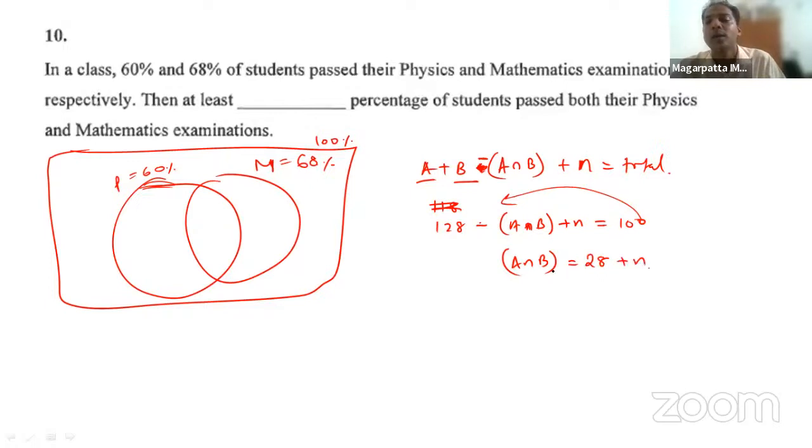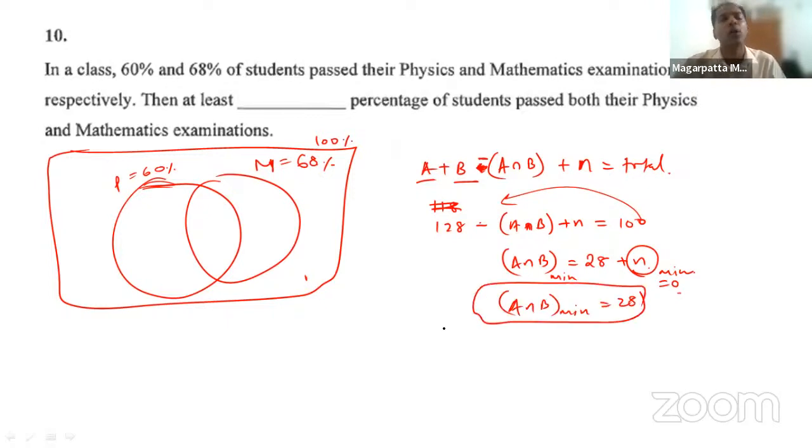n. Okay, so I wanted the minimum value of this. And what can be the minimum value of n? n minimum can be 0. If n minimum is 0, A intersection B, the minimum value would be equal to 28. And from logic also you should know that the intersection is generally the least when this part is the least.